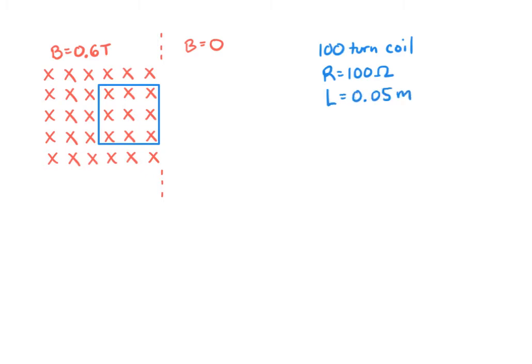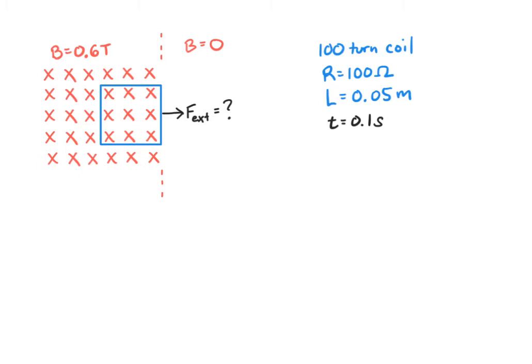Now let's do a more involved example and with some math. Consider a region with a uniform magnetic field of 0.6 Tesla pointing into the screen and 0 everywhere else. The blue square is a coil with 100 turns and a resistance of 100 ohms, and a side length of 0.05 meters. And lastly, let's say that this coil is pulled out of the region with the magnetic field over a time period of 0.1 seconds. The question is, what force needs to be applied to make this happen?